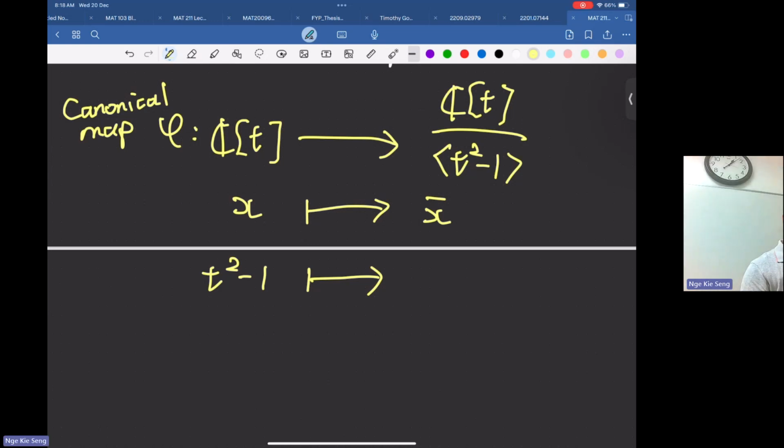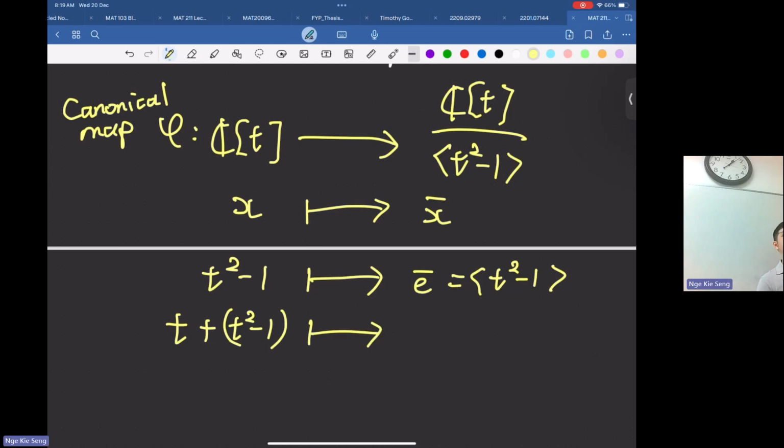So this gets sent to the identity coset, which is the ideal generated by t squared minus 1. For example, next example, maybe t plus t squared minus 1. Where should this element go under this map here? It should go to t bar, which is equal to the coset of t plus t squared minus 1.